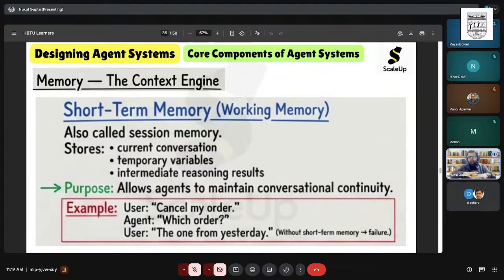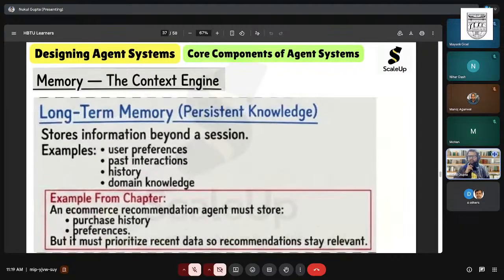Because when we are designing an agent system, the model is there, tools are there, and memory is also there. And in the memory, we have short-term memory and we have long-term memory. Long-term memory is persistent knowledge. It stores information beyond a session, for example, user preferences, past interactions, history, and domain knowledge.